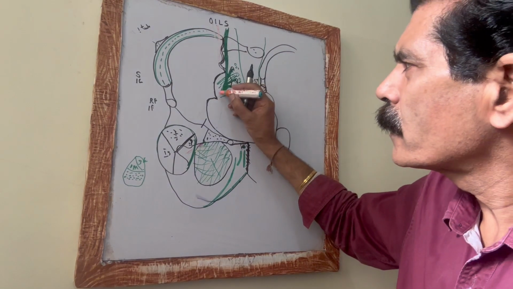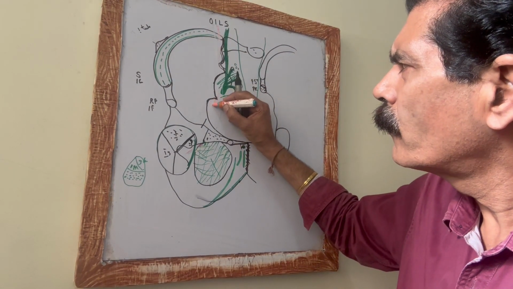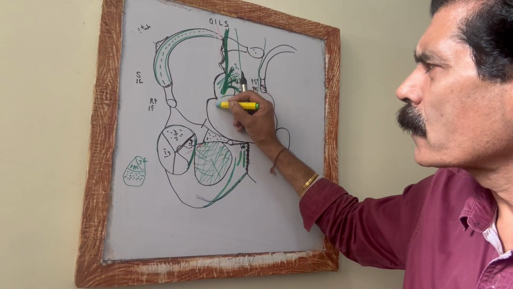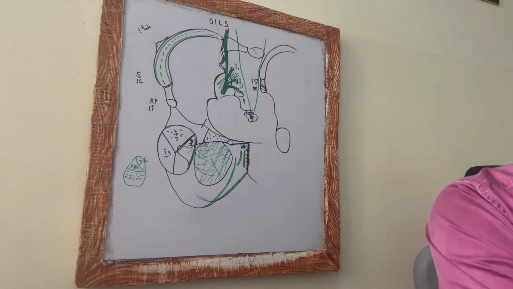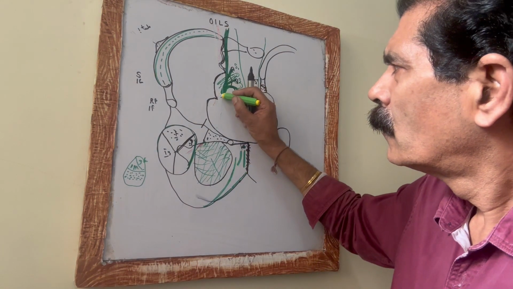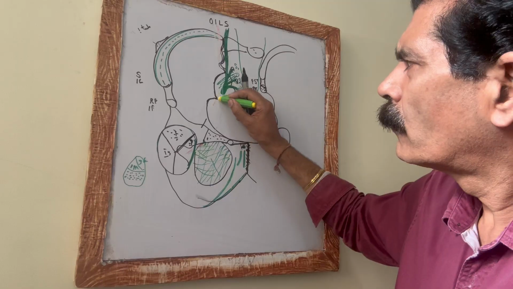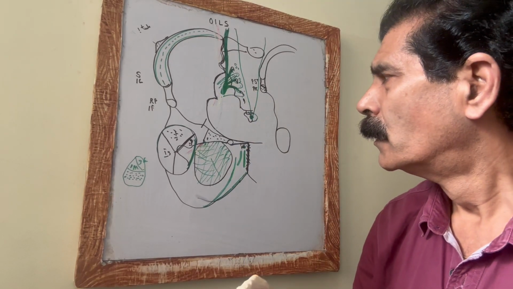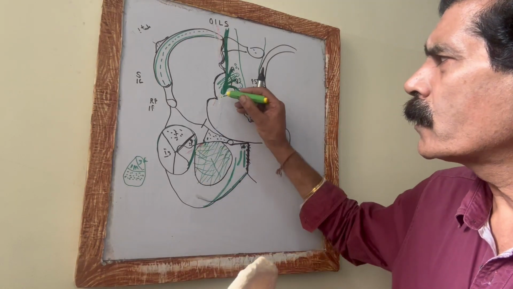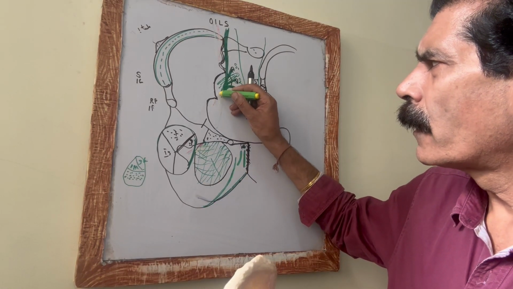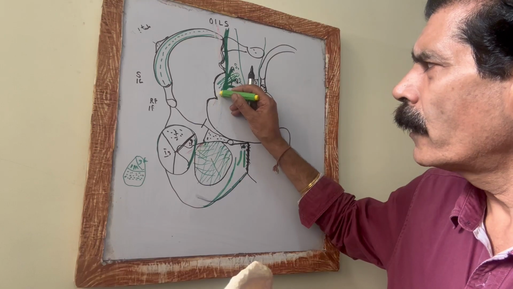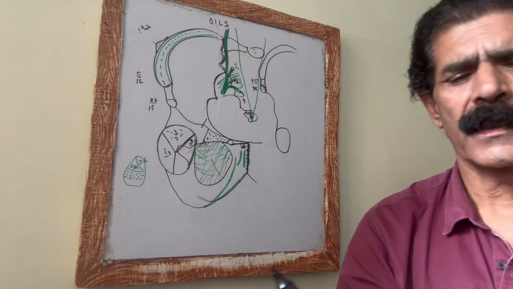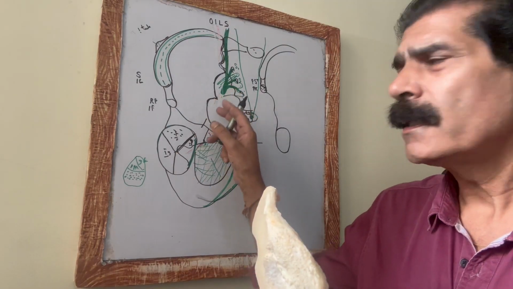Then comes the I. I stands for internal pudendal artery and vein. And the lateralmost structure is the nerve to obturator internus. So the PIN relation you have to remember: the medialmost is the pudendal nerve, then I stands for the internal pudendal artery and vein, and the lateralmost structure behind it is the nerve to obturator internus. So these are the three structures.